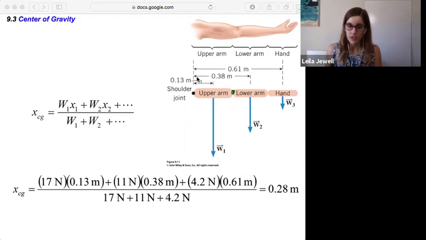And it's fairly close to the halfway point of this 0.61, right? Halfway would be 0.305. It's just slightly shifted towards the upper arm because the upper arm has so much more mass.